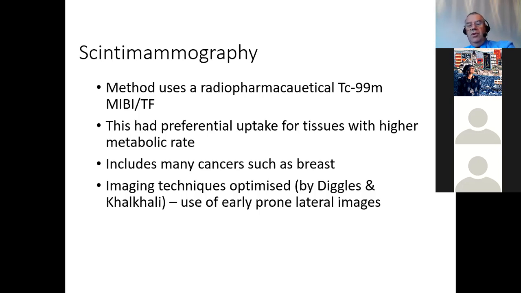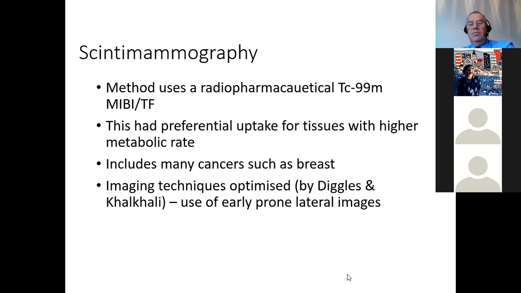So the advantage of it is that we use preferential uptake in cells that have a higher metabolic rate. And MIBI and tetrofosmin are actually mitochondrial agents, so they're stored in the mitochondria of these cells. Now, you could think about using FDG, but one of the problems is that getting a good view of the breast with FDG can be quite difficult.